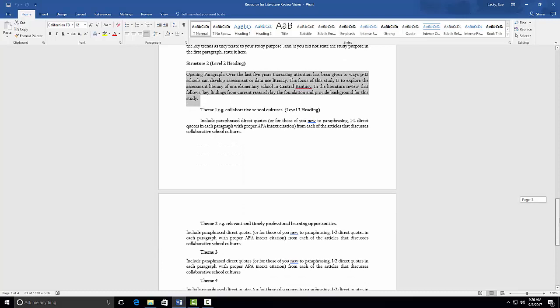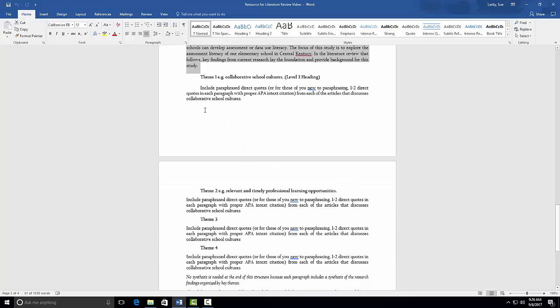Then what you do is you will organize each subsequent paragraph according to the themes that were common across the articles we've read for class. So theme 1, virtually all the articles talked about, or several talked about collaborative school cultures. Okay?